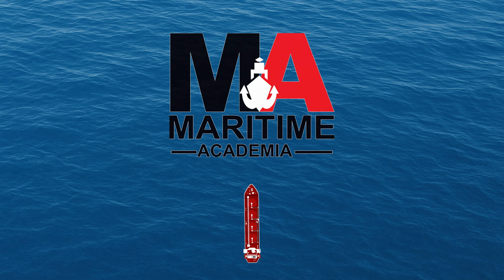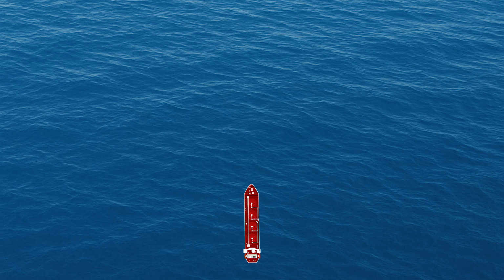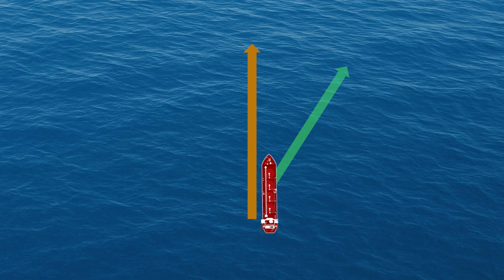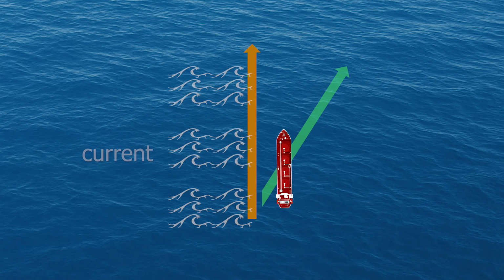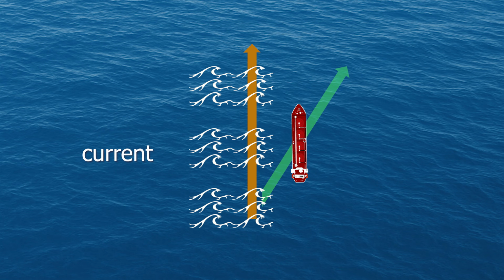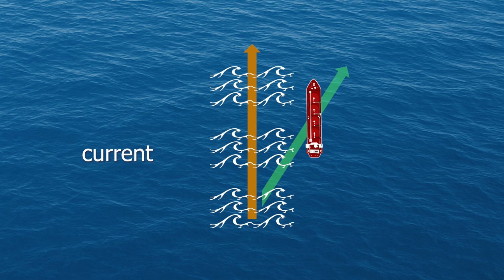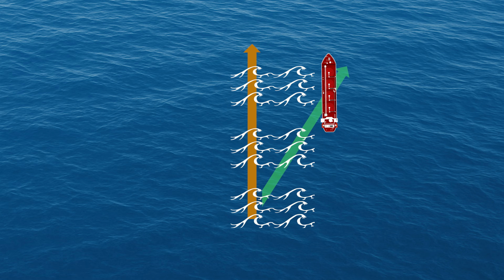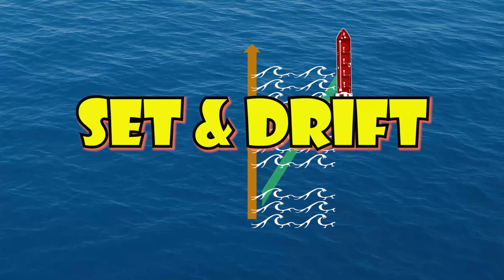Ahoy, navigators! Did you know that even if your ship is pointing one way, it might actually be moving somewhere else? That's because of the sea's invisible force, the current. Today, let's break down two key terms every mariner must know: set and drift.